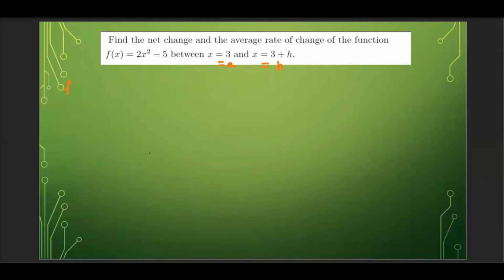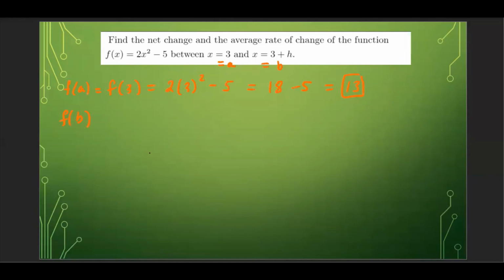So let's find f of a. F of a is going to be f of 3. Plug this into our function. We have 2 times 3 squared minus 5, which will simplify to 2 times 3 squared, that's 9. 9 times 2, that's 18, and then we subtract 5 from it. So that would give us 13. That's our f of a.